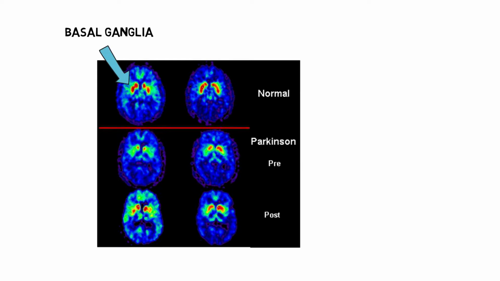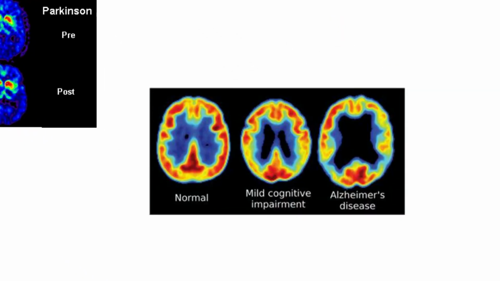The bottom two images are of the same Parkinsonism person who is now taking L-DOPA treatment for the tremors. The dopamine levels in the basal ganglia have improved significantly, but are not quite up to the level of the normal person. This next image is a SPECT image.